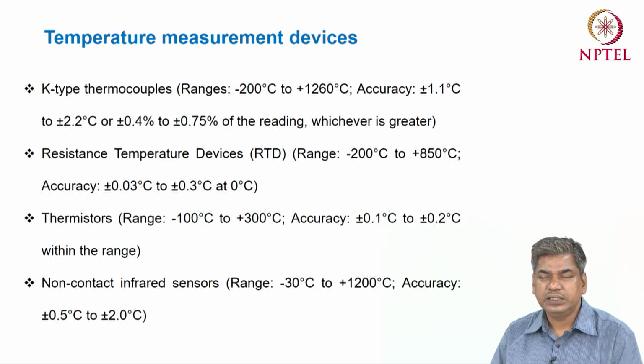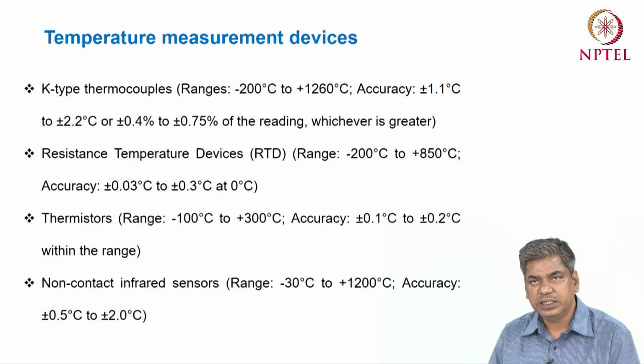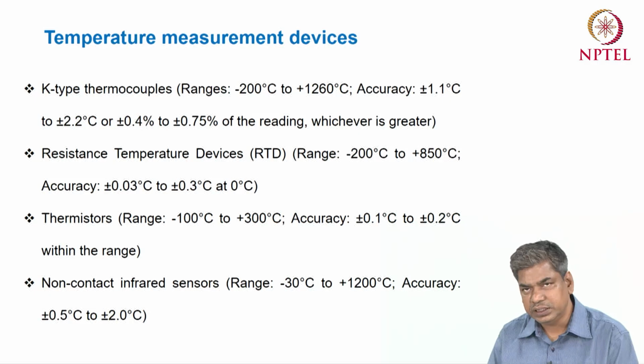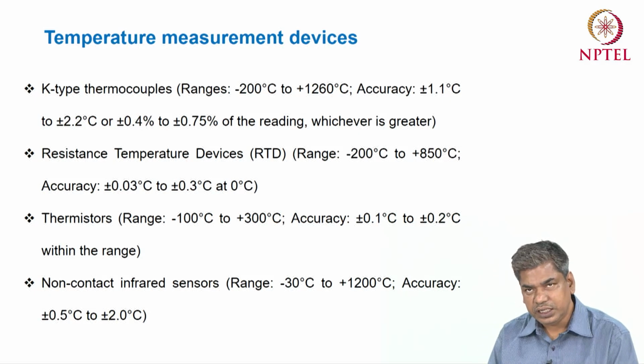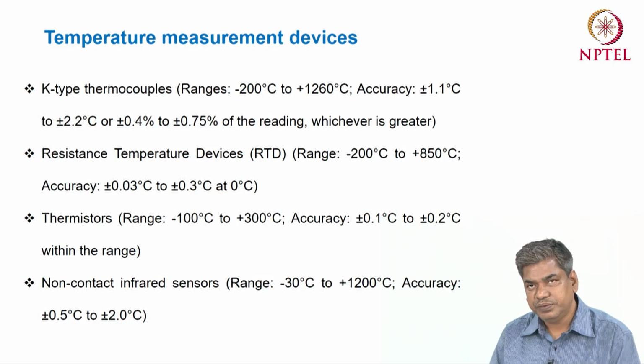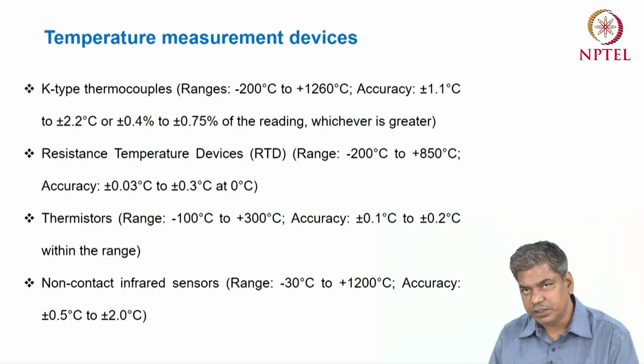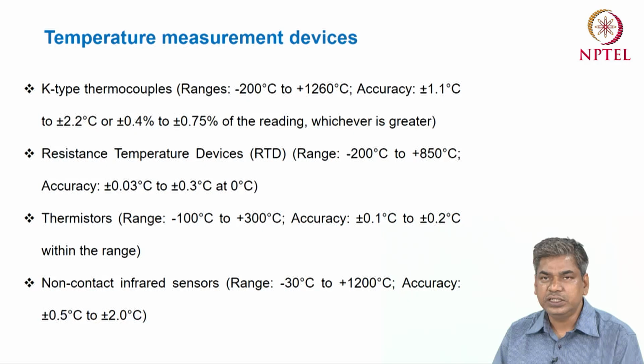Some other differences: in case of RTD the relationship between the resistance and the temperature is linear, but in case of thermistor the resistance and temperature are a nonlinear function. That means the variation between the resistance and temperature is nonlinear in case of thermistor.